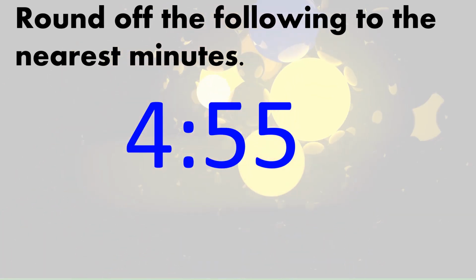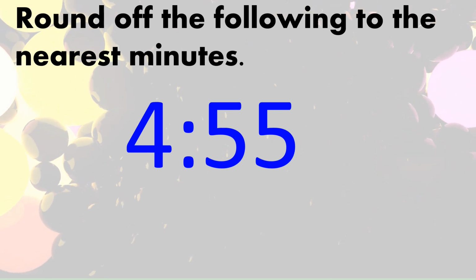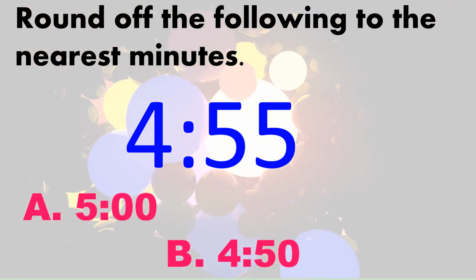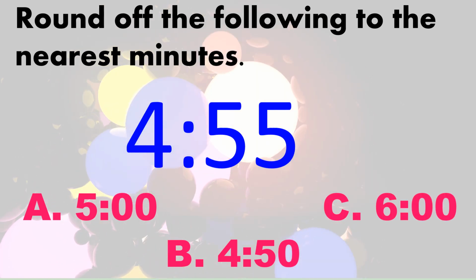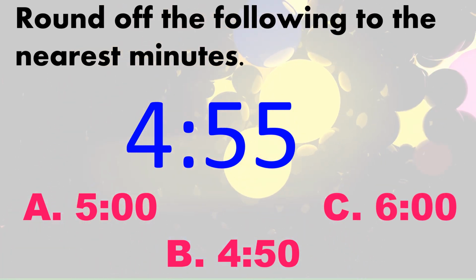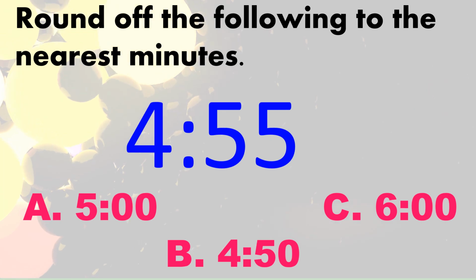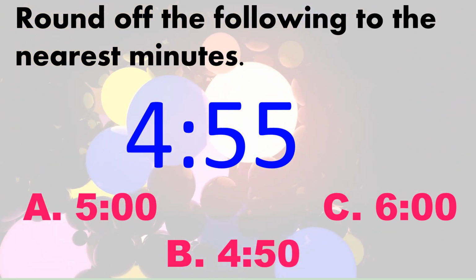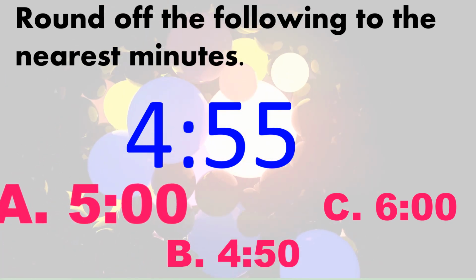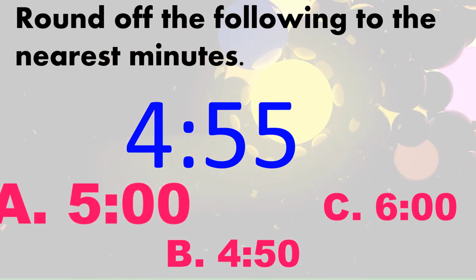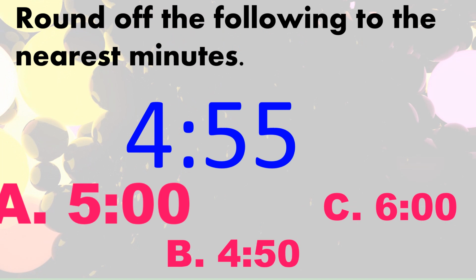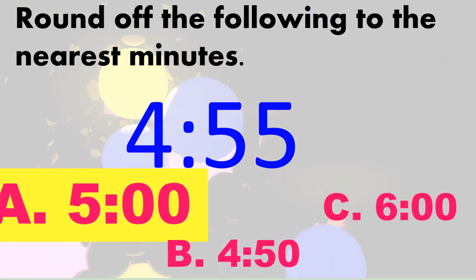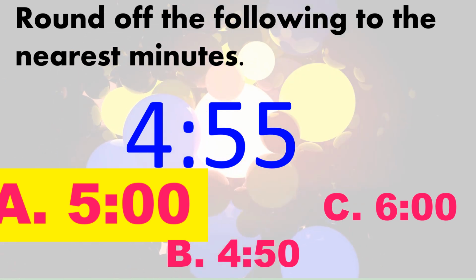Next, 4:55. Is it A, 5 o'clock, B, 4:50, C, 6 o'clock? A, B, or C? And the correct answer is letter A, 5 o'clock, because 55 minutes becomes 60 minutes, and 60 minutes is 1 hour. So it will round up to 5 o'clock.